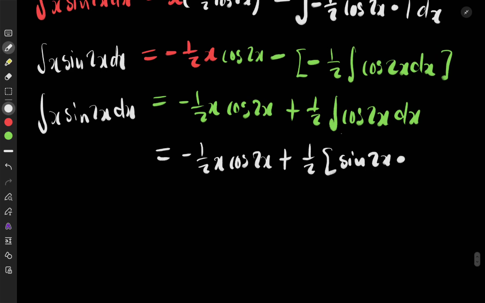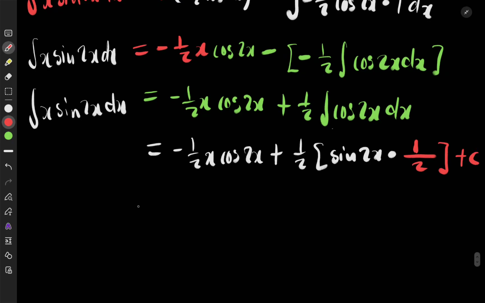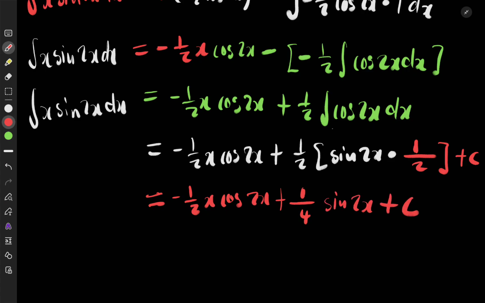No sign change. But then you should multiply by 1 over, which is like dividing by the derivative of the inside. The derivative of 2x is just 2. And then, of course, we'll put a constant of integration c outside. Now we can simplify. This is going to be negative half x cos 2x, then plus half, and there's another half multiplying in here, so it's this half times that half. When you multiply two fractions, the top multiplies, 1 times 1, 1, over the bottom multiplies, 2 times 2, 4. So it's going to be plus 1/4 sine 2x, then plus your constant of integration c.